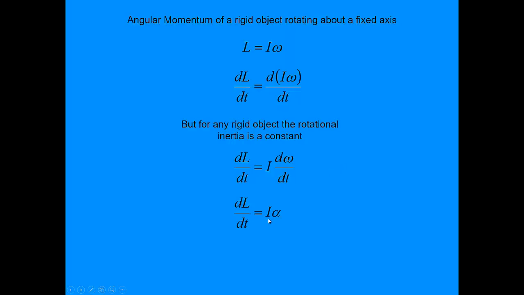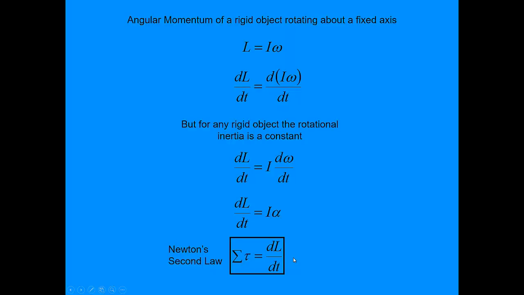But now look what we have. We have rotational inertia times angular acceleration. Well, I hope you remember that that is net torque, right? Net torque equals I alpha, Newton's second law. So this gets us to see that the rate of change of angular momentum is equal to the net torque acting on the object. And this is actually closer to Newton's second law rotationally, as stated by Isaac Newton.